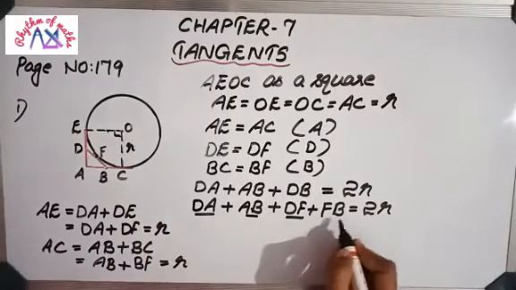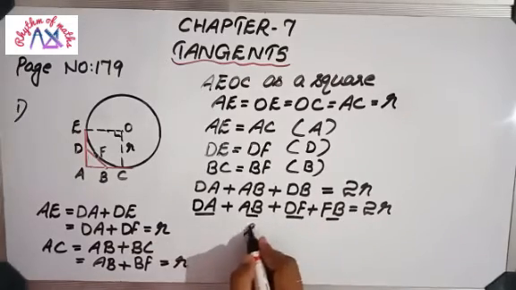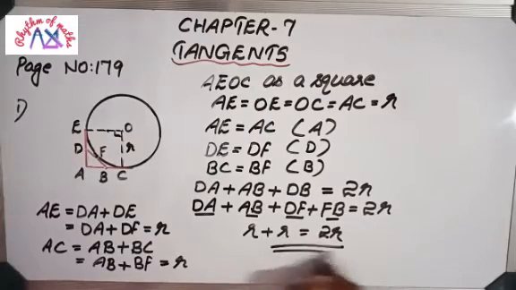So here AB and BF, and FB same, equal to R. So we got R and R. R plus R is equal to 2R. That means the perimeter of this triangle is equal to the diameter of the circle. So this is the first one's answer.